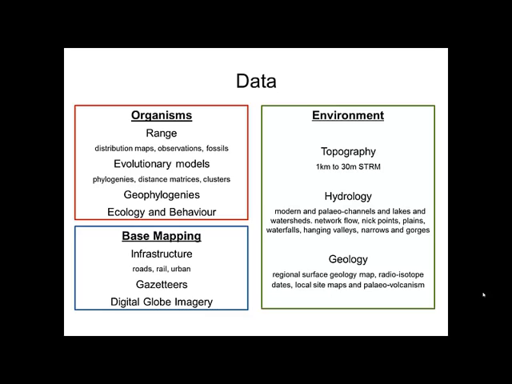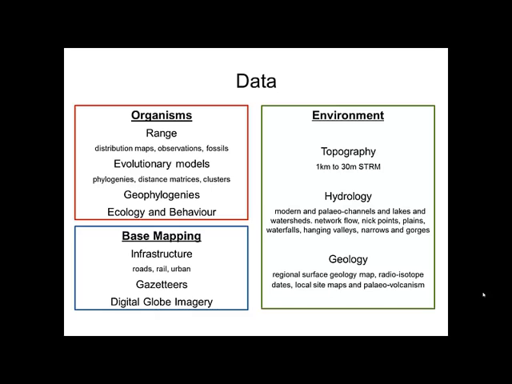From the evolutionary models and the range, I build geophylogenies using a variety of algorithms. I also have information on the ecology and behavior of organisms, because that's interesting, useful contextual information. Lots of base mapping, not surprisingly, the infrastructure, roads, rails, things like that. Gazetteers, very important, because I go through old papers written in the late 19th century, early 20th century, and they say so-and-so was observed at this place, and then I have to go and find that place, which may be some small village in central Mexico.